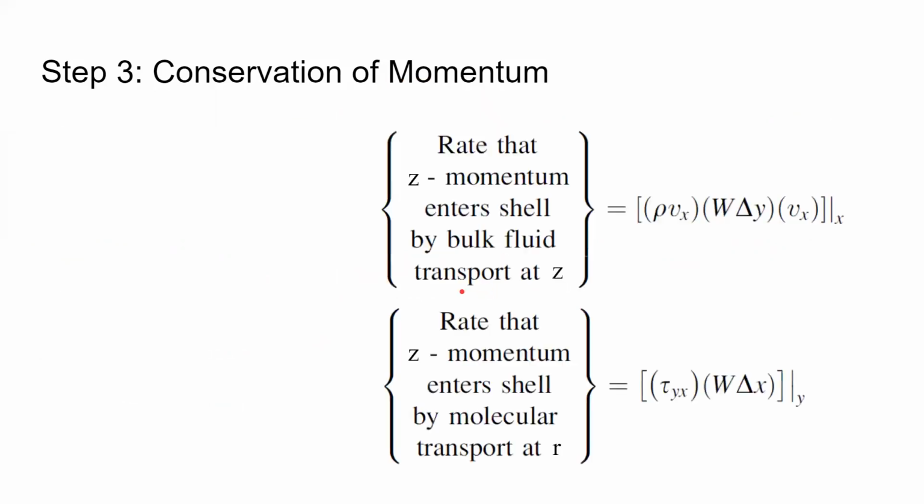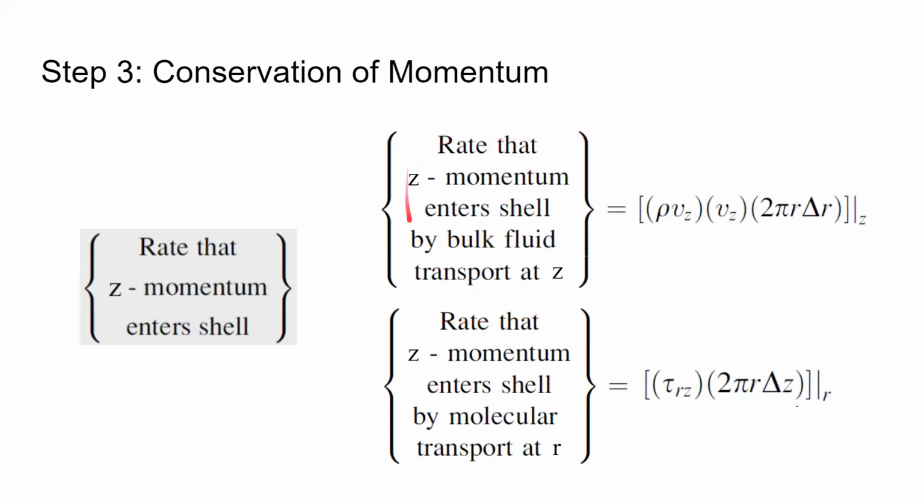So similarly to the rectangular coordinates, we have two terms. We have bulk fluid transport at Z, and then we also have molecular transport at R. And this is something we know. We have rho times velocity times velocity times cross-sectional area at Z. And then we also have tau, the shear stress, times 2 pi R delta Z, which is also the cross-sectional area that this is flowing in, right? And then we also have at position R.